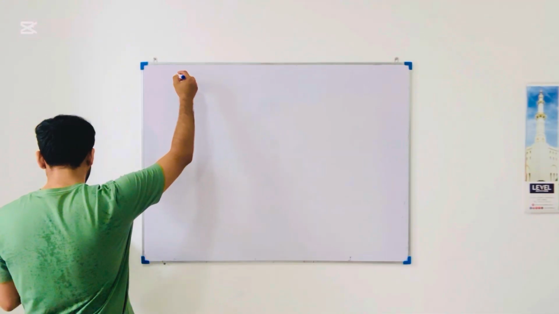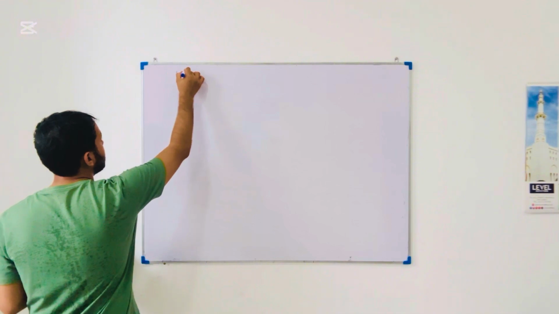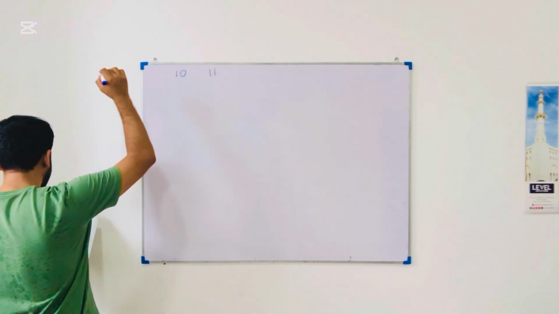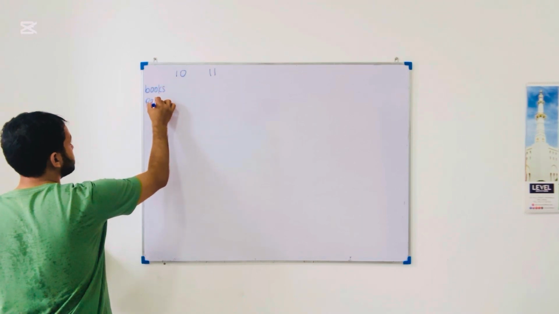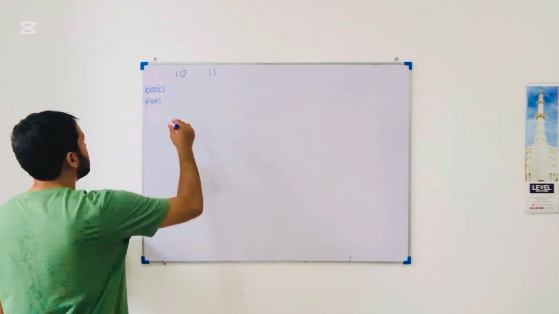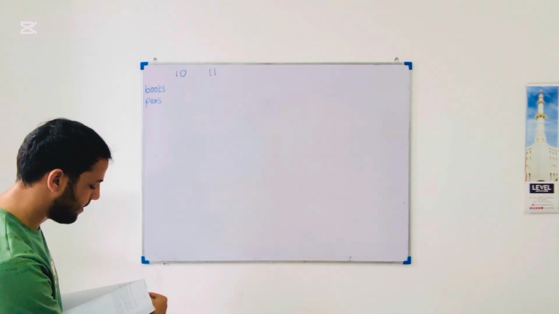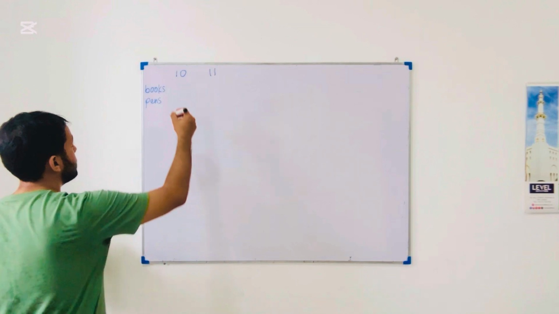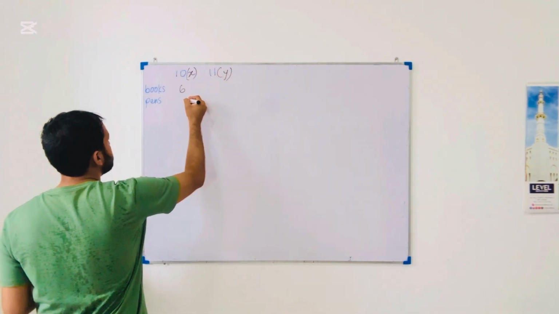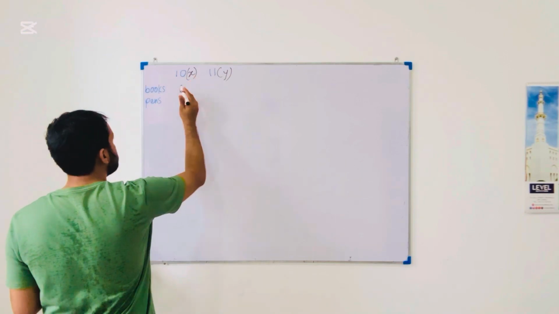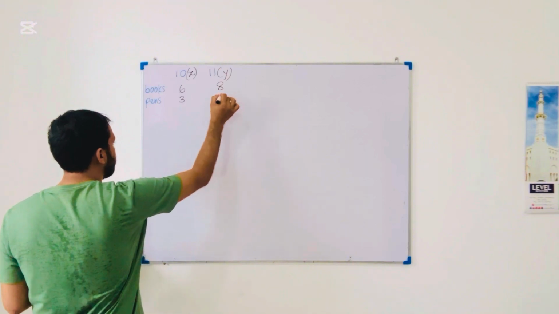So you have grades 10 and 11, right? At the same time, you are giving books and you are giving pens. So if you read Roman number 1, the number of grade 10 students is X, the number of grade 11 students is Y. One grade 10 student is getting 6 books and 3 pens, and a grade 11 student is getting 8 books and 5 pens.